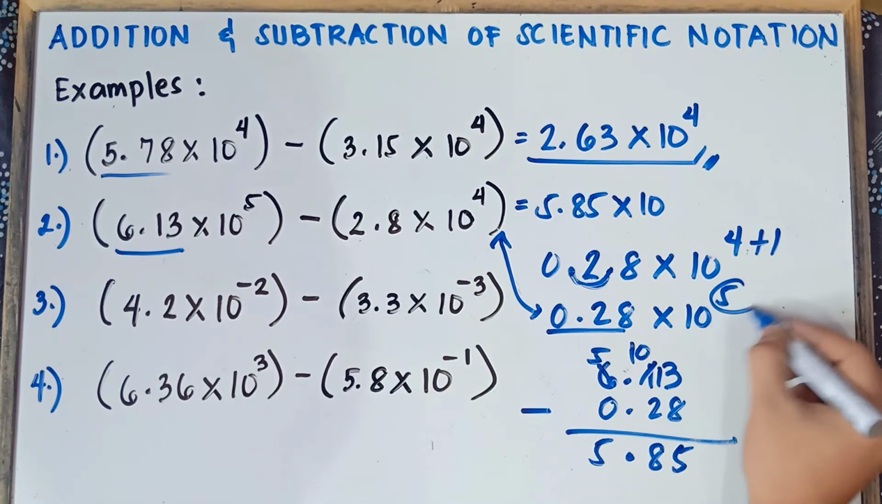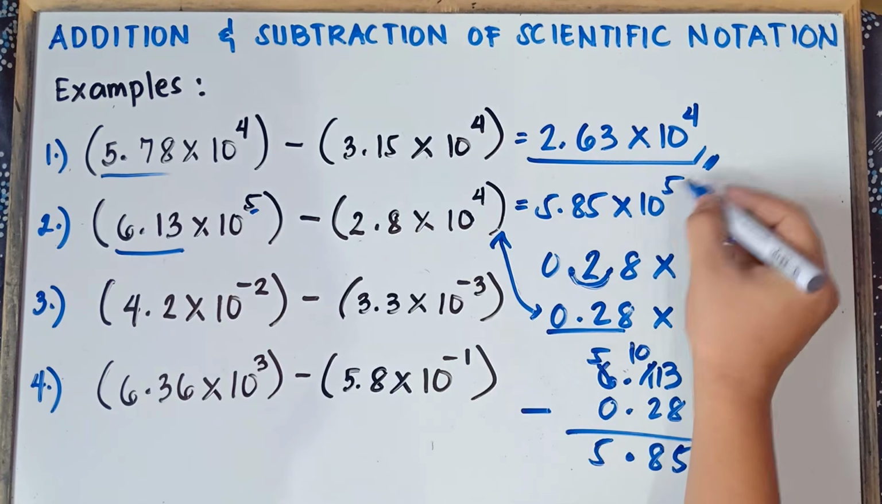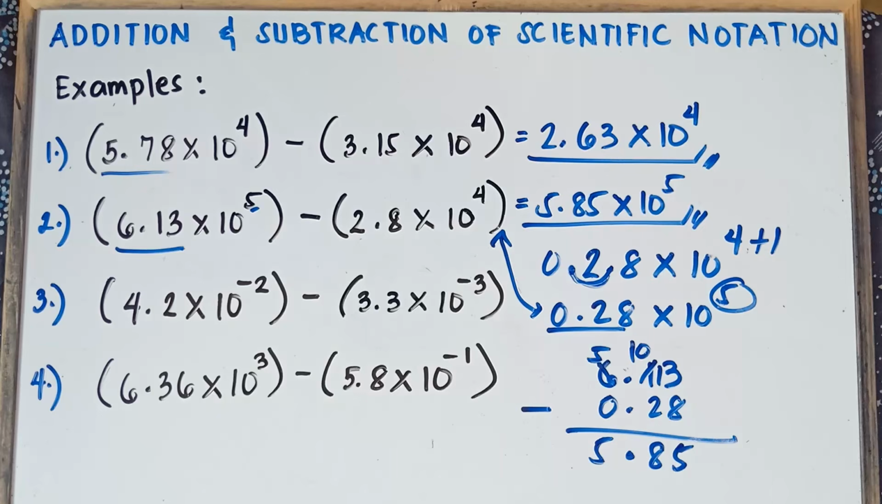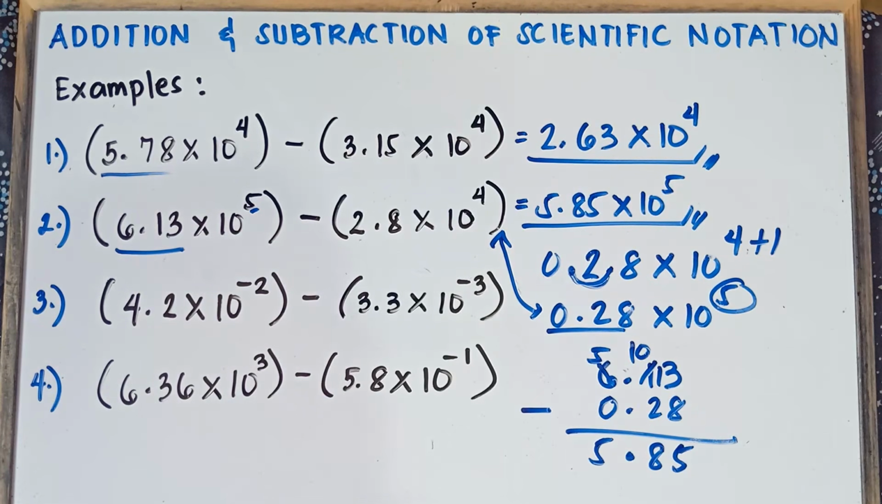They have the same exponent now, which is 5. Raised to the power of 5. That's it, class. All set. With regards to example number 2, 5.85 times 10 raised to the power of 5. Alright, so let's proceed now to example number 3.